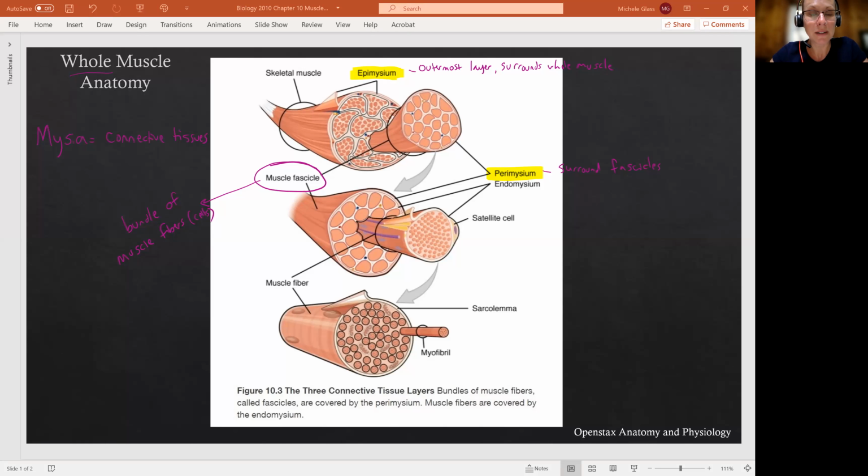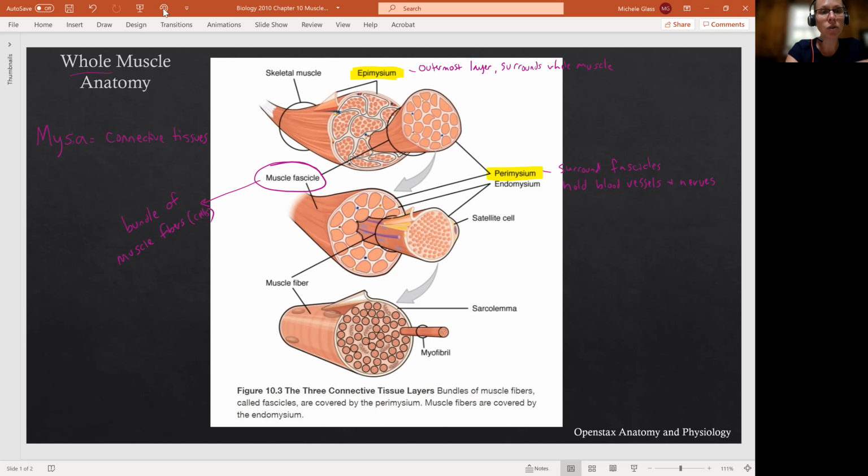So the perimysium, peri is around, it's around the fascicle. It's going to help hold blood vessels and nerves as we're getting deeper into this whole muscle, okay? It's going to help surround blood vessels and nerves. So in terms of our mycia, we have the epimysium on the outermost layer. Then we have the perimysium, which is surrounding each one of those fascicles.